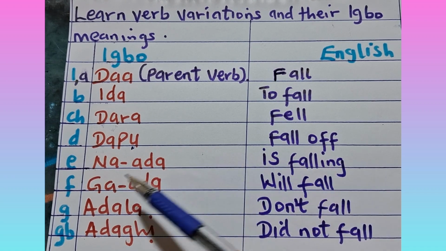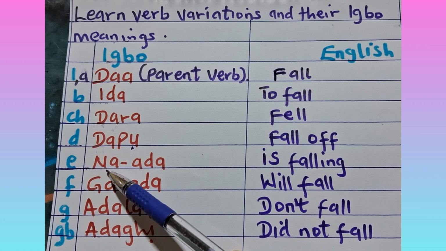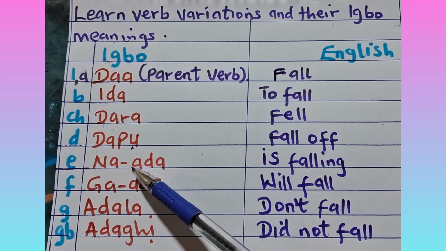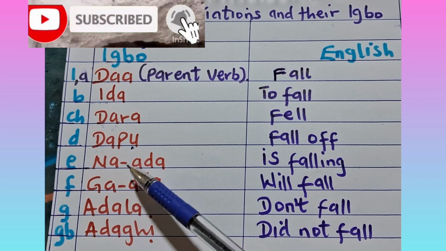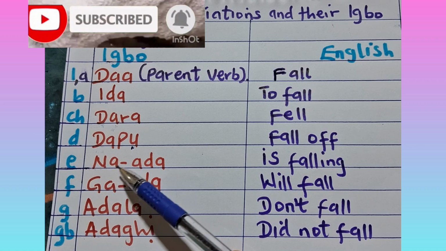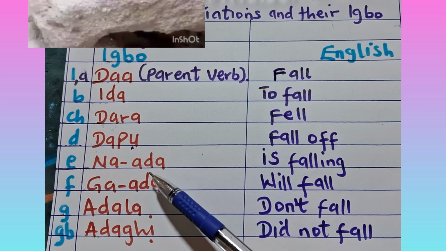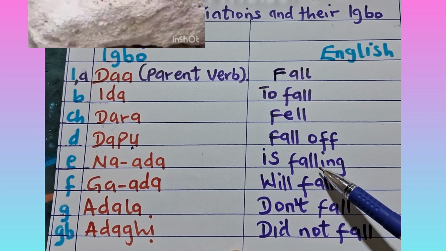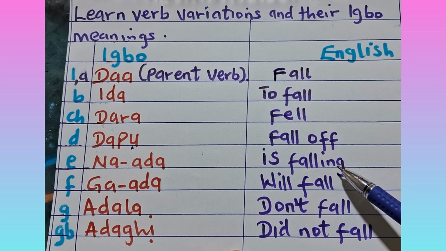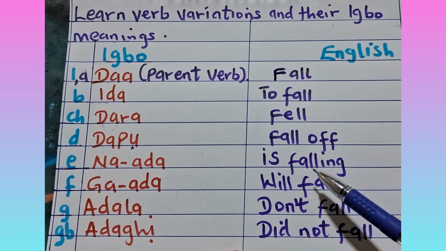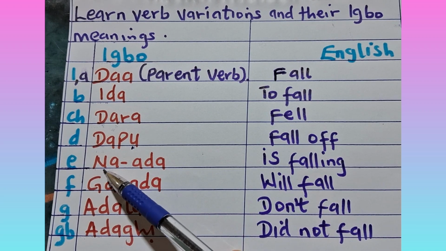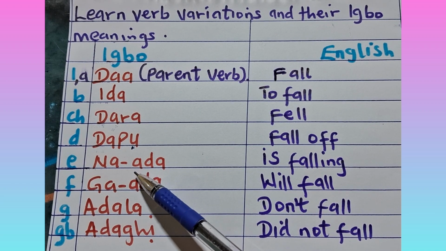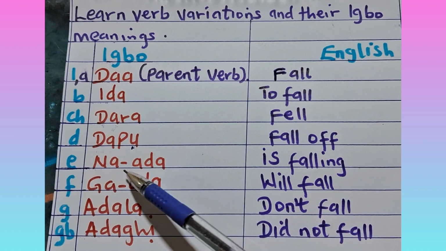Number 1, nada, is falling. Here we add the prefix na a. Na a means present continuous tense. When you hear na a, it means present continuous tense. In English, we know it by the verb having ing at the ending. So nada is falling. Na a is our prefix. We add it to da, it becomes naada.